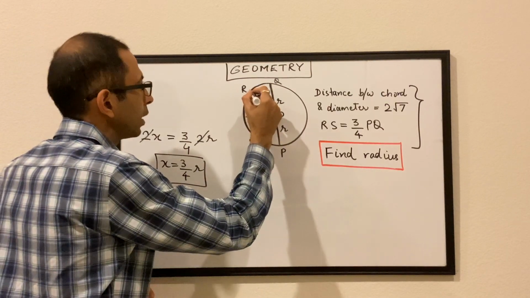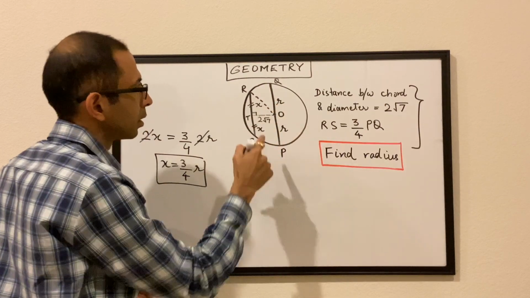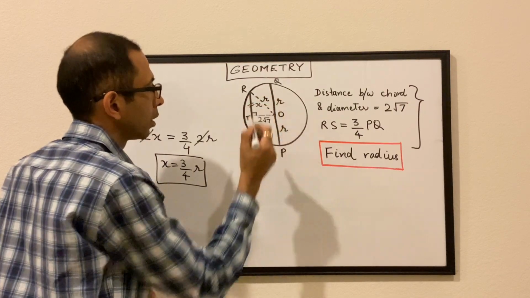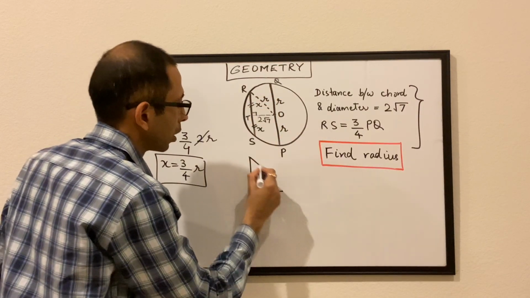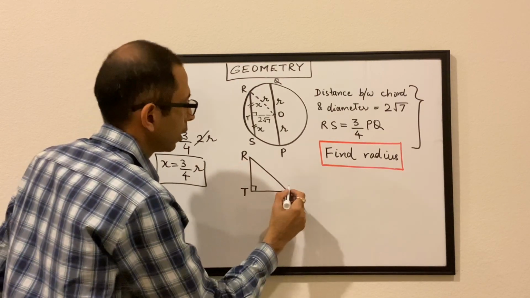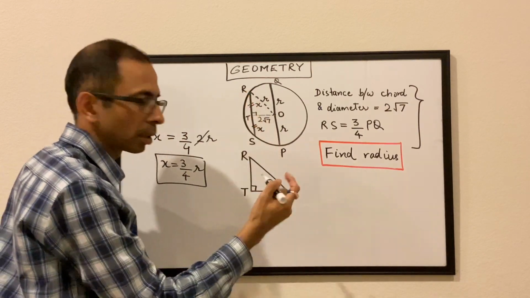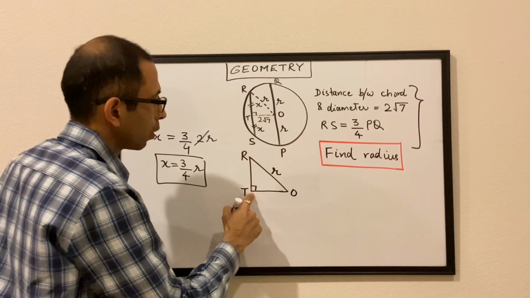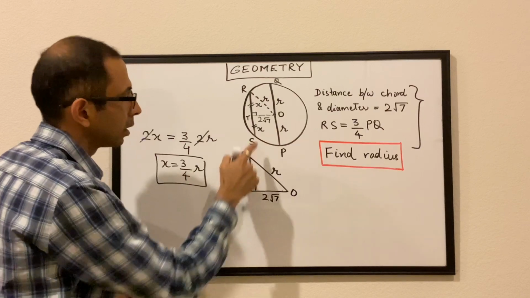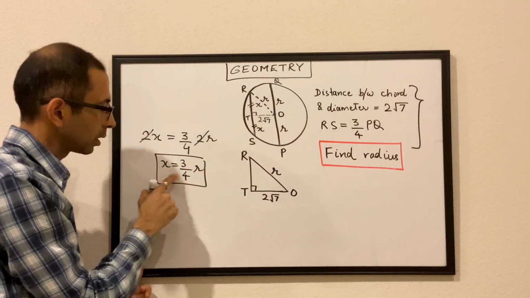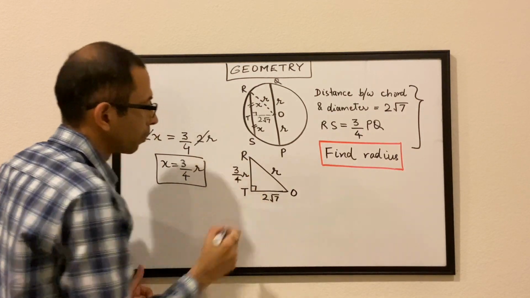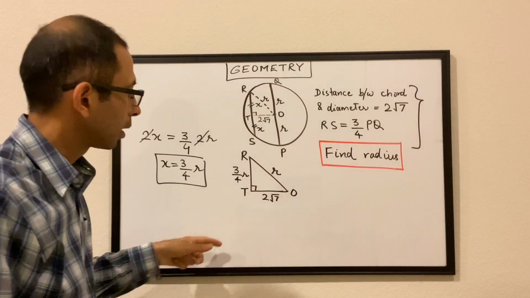Now, if we join these 2 points, this becomes the radius of the circle, from the center to this point on the circle, so this is also R. So let me draw this triangle here. This is T, this is R, and this is O. OR is nothing but the radius, R. OT is given to us as 2 root 7, and RT is nothing but x, and we just found that x is 3/4 of r. So this length is 3/4 of r, correct? So we have got the dimensions of this right angle triangle in terms of r.